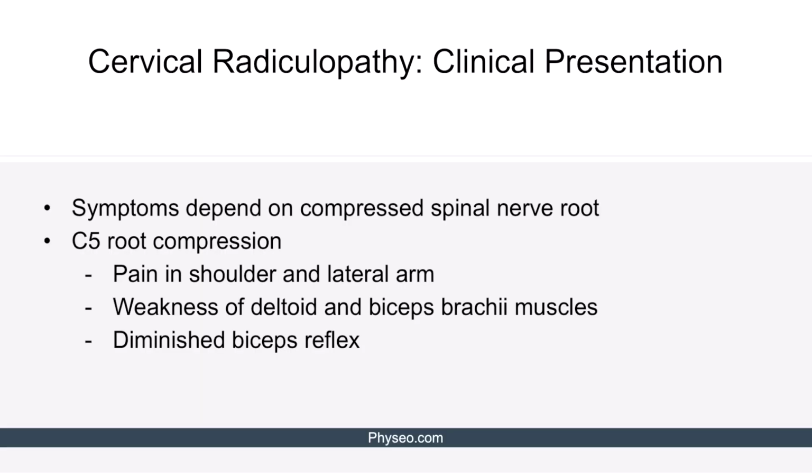The clinical features of cervical radiculopathy depend on the compressed spinal nerve root. C5 nerve root compression results in pain in the shoulder and lateral arm. This is because C5 fibers innervate the skin over these areas. The patient with C5 radiculopathy will also have weakness of the deltoid and biceps brachii muscles. This is because the axillary and the musculocutaneous nerves innervating the deltoid and biceps brachii muscle contain C5 fibers. Finally, the biceps reflex will be diminished due to the same mechanism that we have already described.